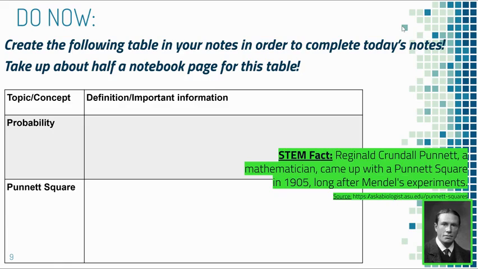So before we get started today, I would recommend creating a table such as the one that I have up on the screen right now, where you are going to be taking some notes on probability as well as on Punnett squares. So again, if you need to pause this video in order to finish making this table, it should take up about half a page in a standard size notebook.